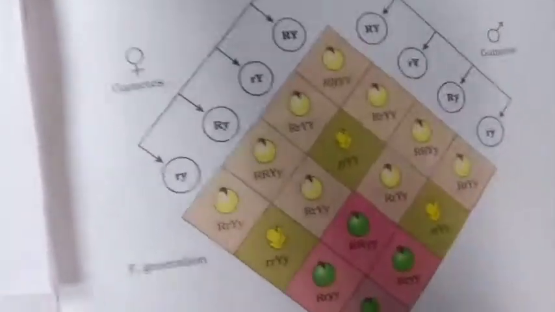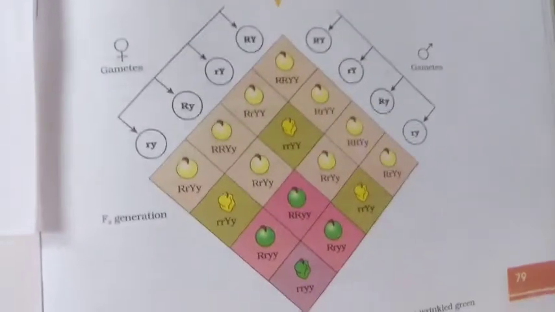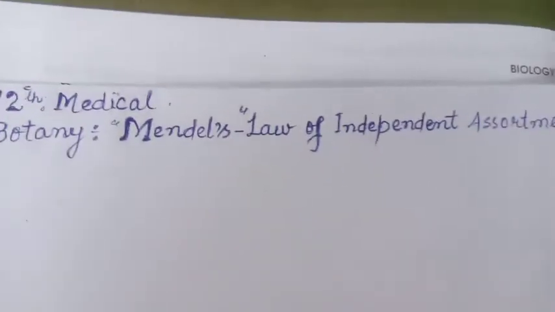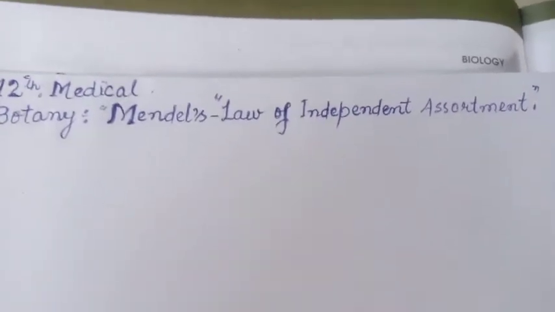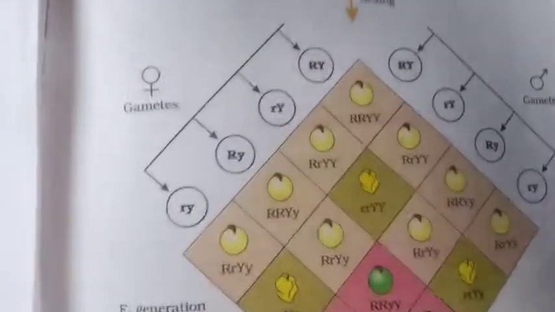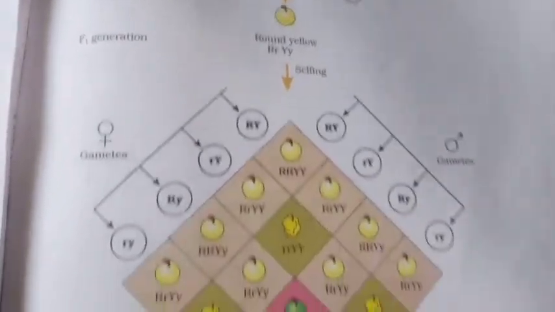Dear students of 12th class, today in your botany we are going to take up Mendel's law of independent assortment. For this, we have to take a look at the previously discussed dihybrid cross.